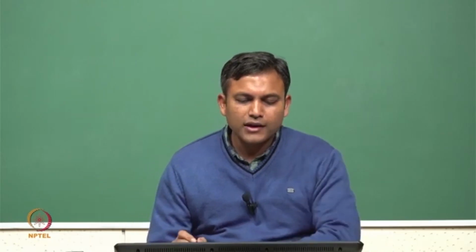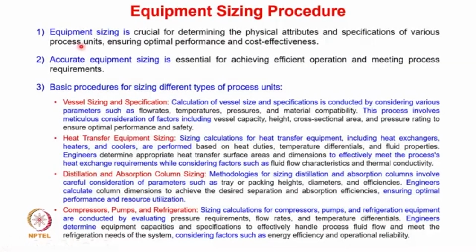If you look at equipment sizing, it is crucial for determining the physical attributes and specifications of various process units, ensuring optimal performance and cost effectiveness. Accurate equipment sizing is essential for achieving efficient operation and meeting process requirements.